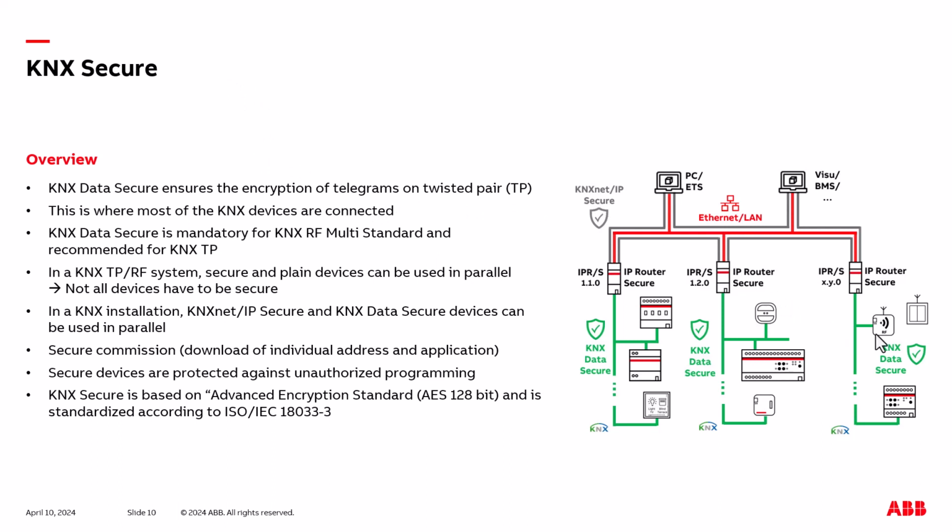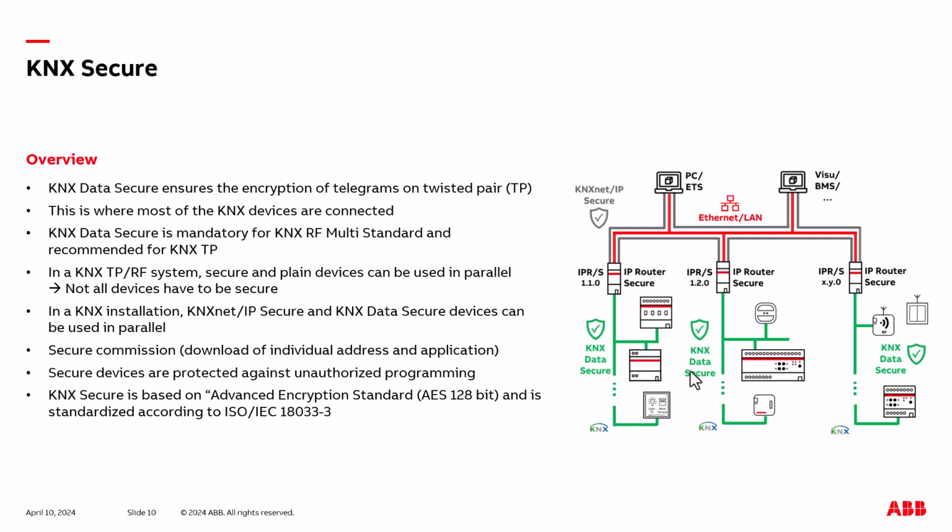So here, for example, on the right side, you can see two RF devices. One is the media coupler, and here we have our KNX RF sensor. And if we use KNX RF multi, then it's mandatory. For KNX twisted pair, like here, which is quite commonly used in most devices, connected here to twisted pair, it is not mandatory, but recommended.